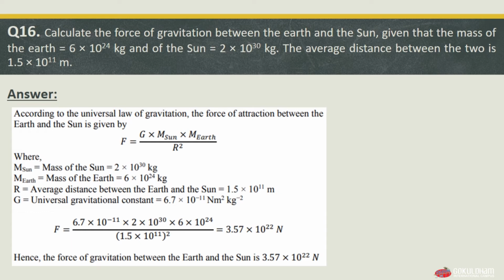And hence the force of gravitation between the earth and sun is 3.57 multiplied by 10 raised to 22 Newton, which is our answer. Now we'll move to our next question.